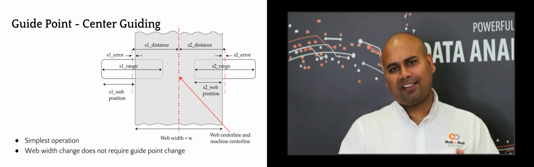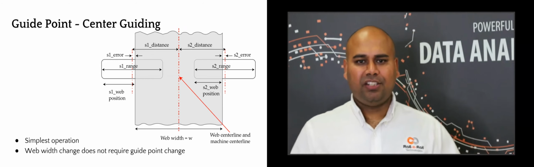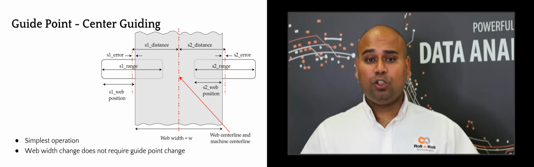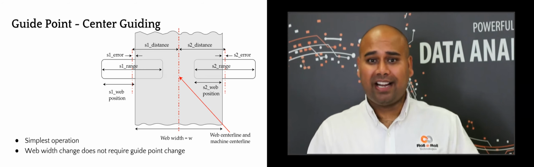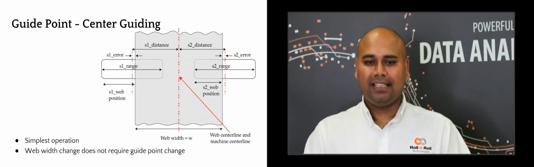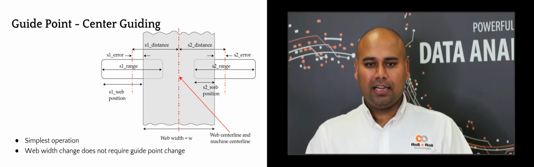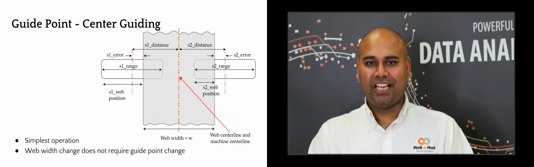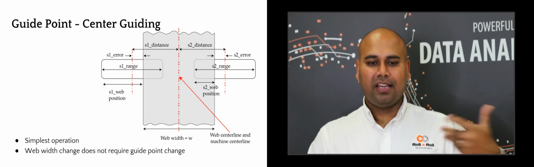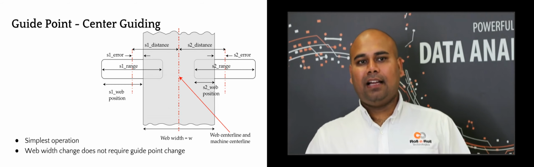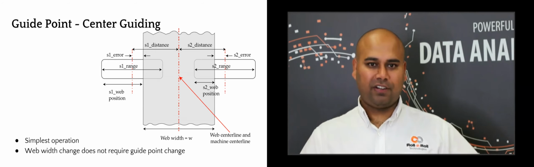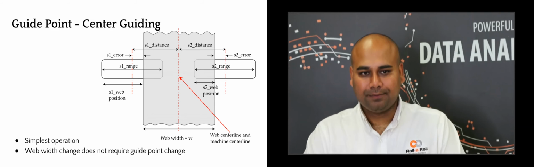And then when we do center guiding, you don't need to do a guide point change, especially with two sensors. And that's what this math is showing, that even if you move the sensors in either direction, the guide point doesn't change. So this is making it a lot simpler. So center guiding with two sensors is a lot simpler than edge guiding. And then even when the web width changes, you never have to change the guide point.